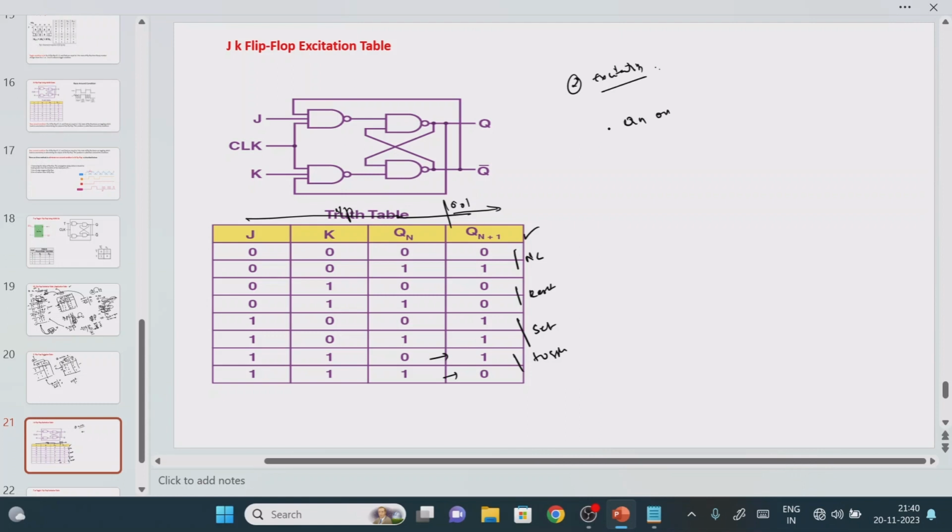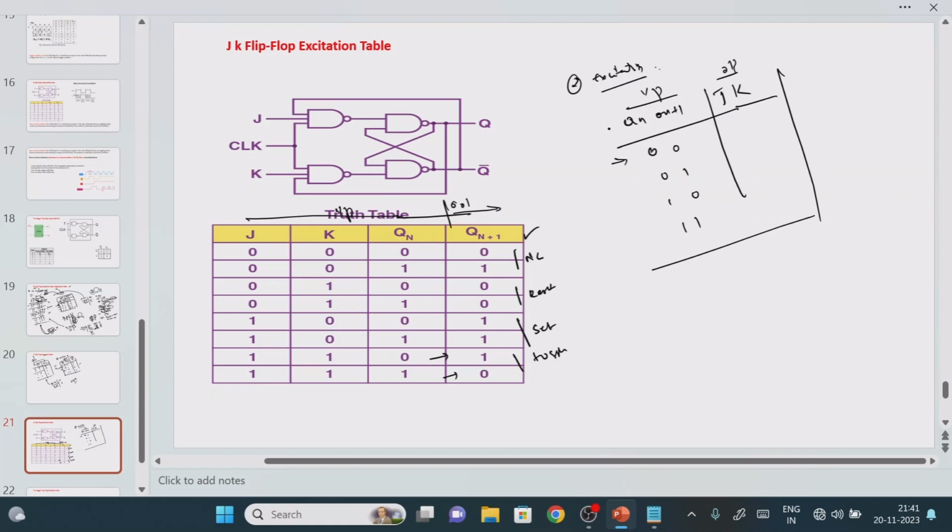So the inputs are Qn and Qn+1, the outputs are the JK. How many possibilities? 0 0, 0 1, 1 0, 1 1. We need to find out the J value as well as the K value. First we will take Qn Qn+1 equal to 0 0, and write the corresponding JK value. For that, go to the Qn Qn+1 column, find where we have the 0 0, then write the corresponding JK value, that's it. Here we have the 0 0. What is the JK value for this one? 0 0. Just write down 0 0.